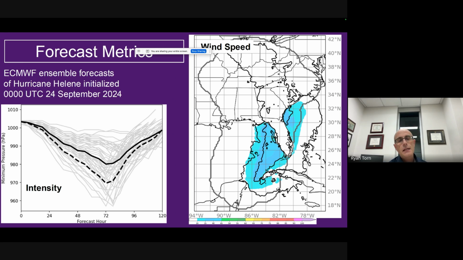So for intensity, we do something very similar to what we do for track, with an EOF decomposition of the time integral of the intensity forecast measured in the minimum pressure.